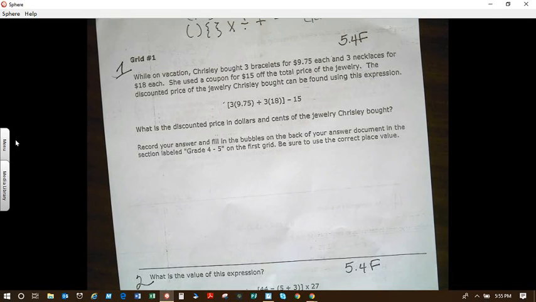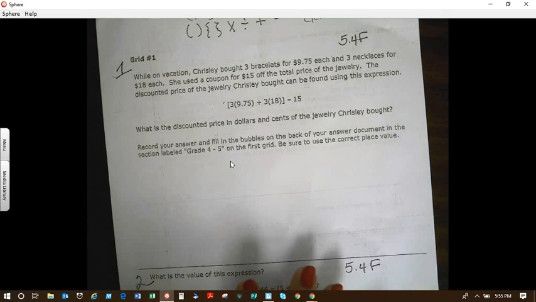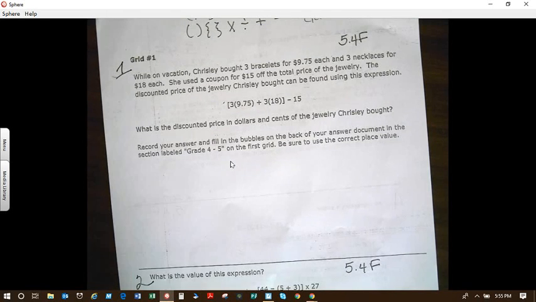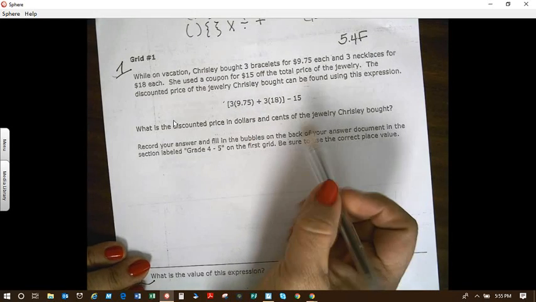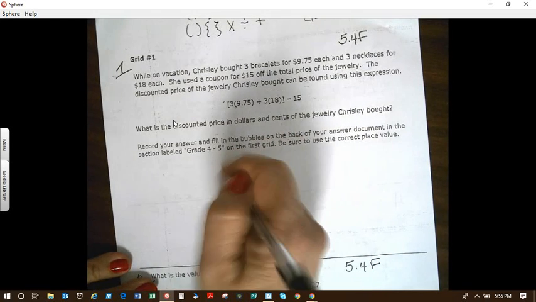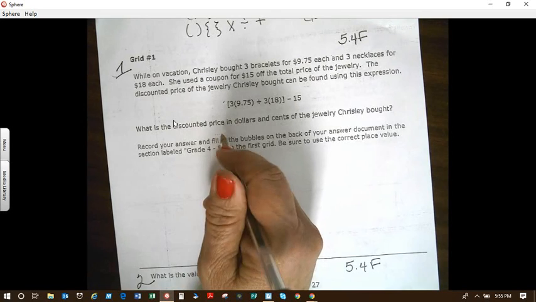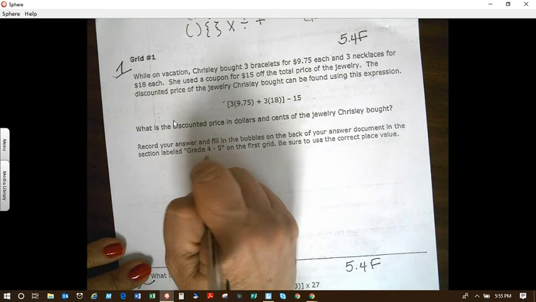Today is a review on simplifying numerical expressions. I noticed that today when you were taking your unit assessment, some of you forgot to follow the whole format that I taught you and that we were practicing over the last week and a half. So I want to go back and review.